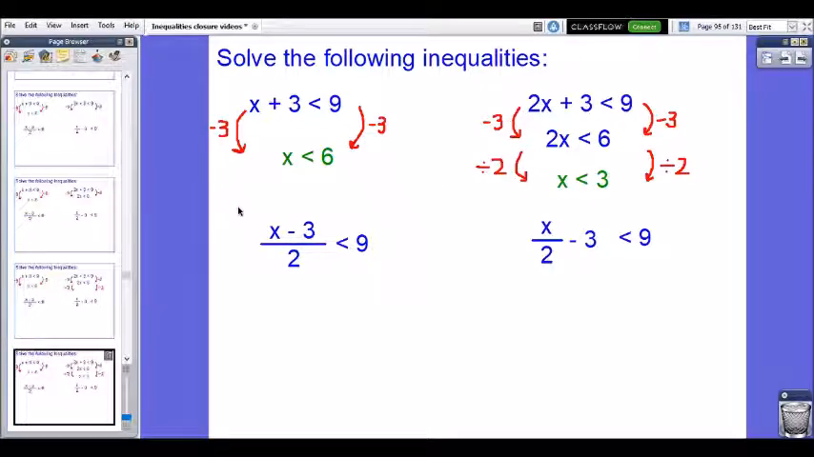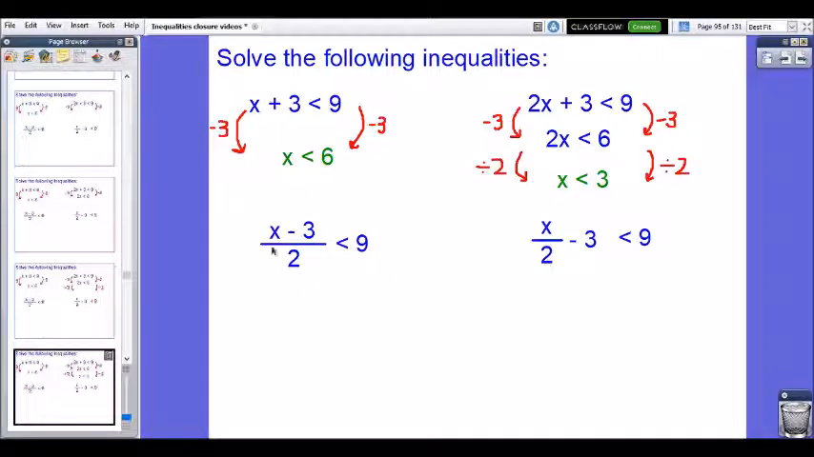Okay, third question. x minus 3, all divided by 2, is less than 9. Okay, be careful here. We're not allowed to begin this question by adding 3 to both sides because it's not just a minus 3, it's this whole thing has been divided by 2. Because that whole numerator has been divided by 2, I need to deal with this division first in this instance.